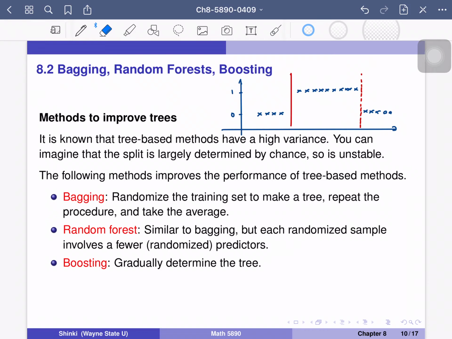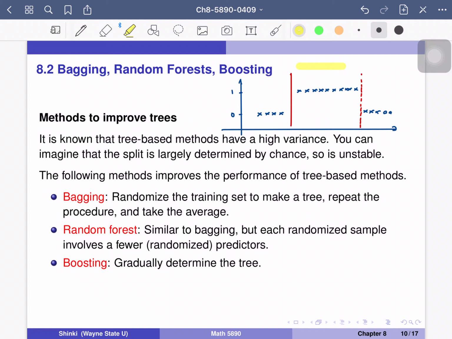Hi everyone. So next we want to discuss bagging, random forests, boosting. These are more sophisticated methods for trees. Tree-based methods have a high variance, so the result is unstable. One typical example is here. We discussed it a few days ago.